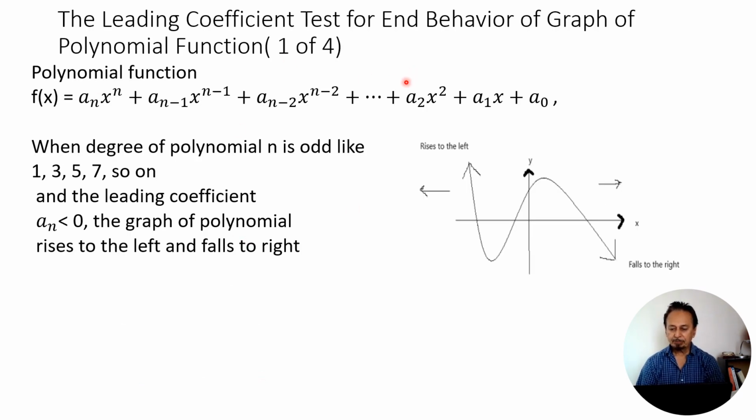Leading coefficient test for the end behavior of the graph of a polynomial function. So here we have a polynomial function, and if the degree n of the polynomial function is odd, like 1, 3, 5, 7, and the leading coefficient is negative, then the graph rises to the left and falls to the right.